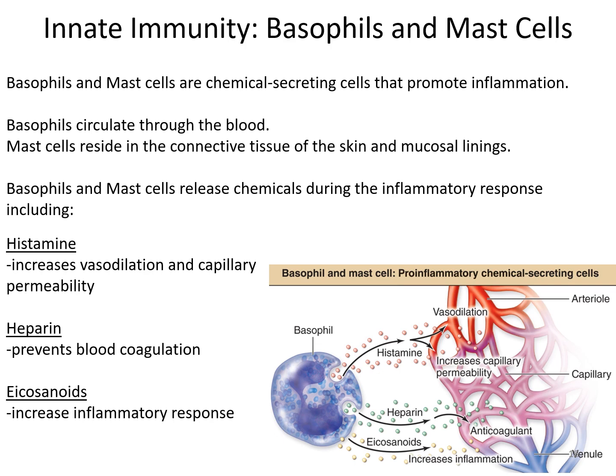So histamine is one of those chemicals. Histamine increases vasodilation and capillary permeability. So why would that be important? Well, anytime we vasodilate, we open up those vessels, and increasing capillary permeability allows more fluid, more blood, and ultimately more leukocytes to leave the blood and get into the infected tissue space. Heparin prevents blood coagulation, and then eicosanoids further promote and enhance the inflammatory response.